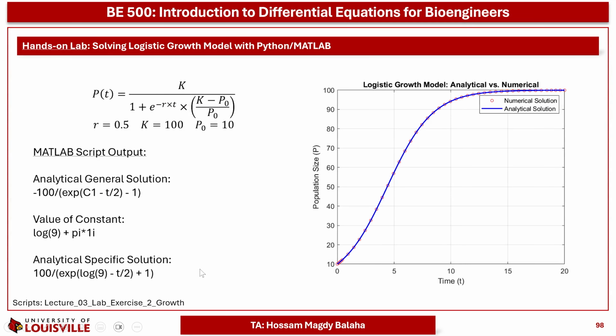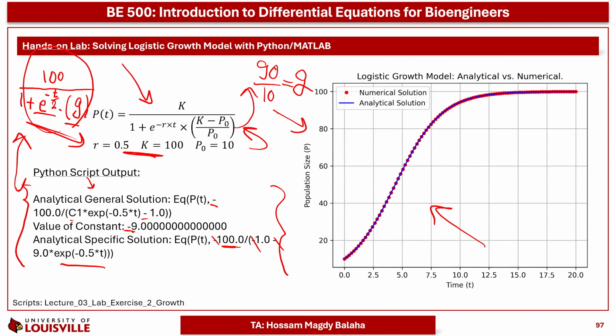And this would be the corresponding plot. At 0, it's 10. At 20, it's around 100. And for Python, it's the same: at 0, it's 10, and at 20, it's around 100.